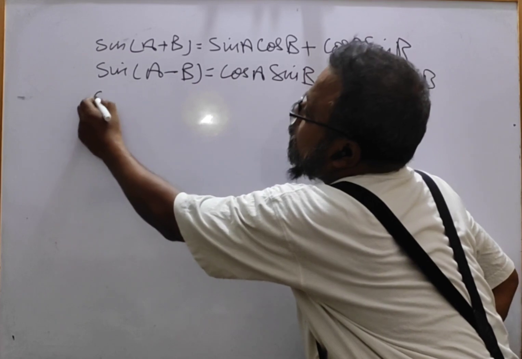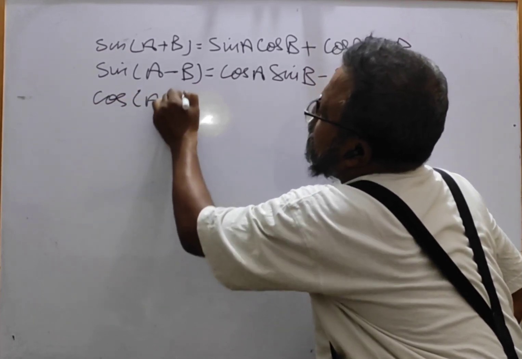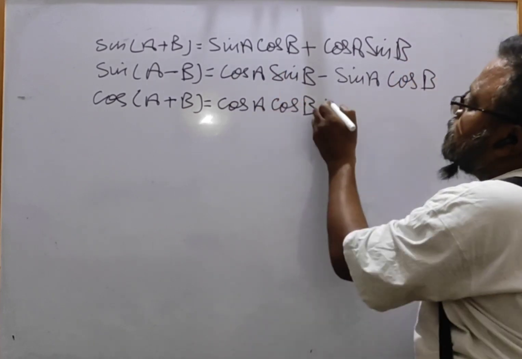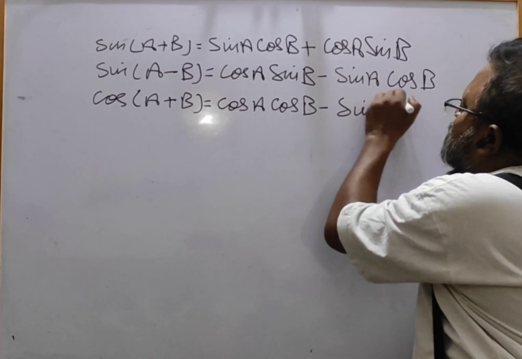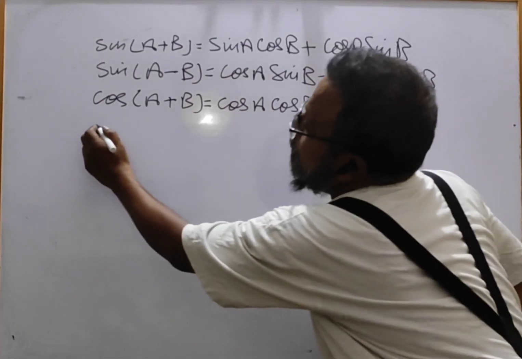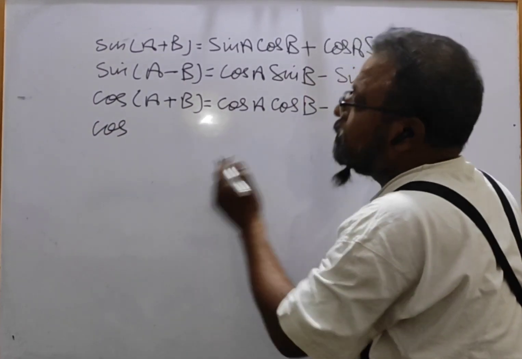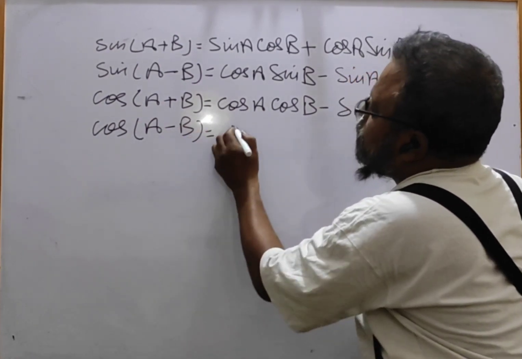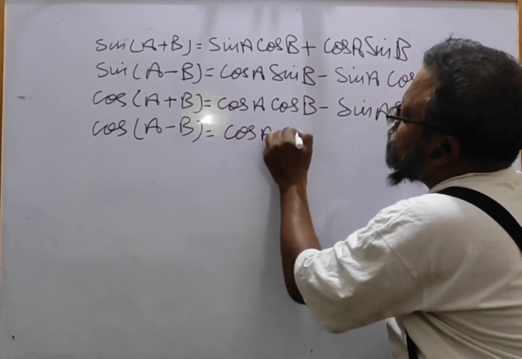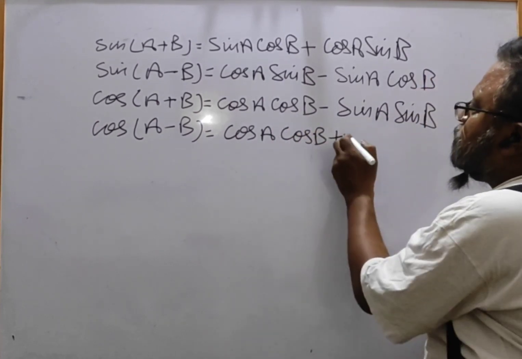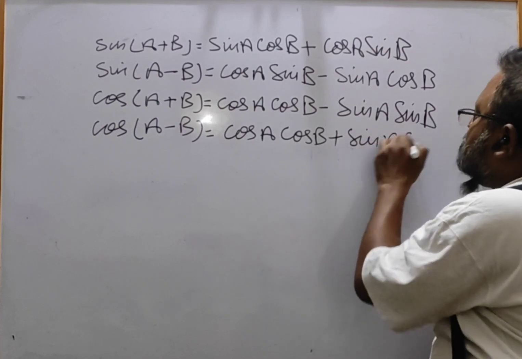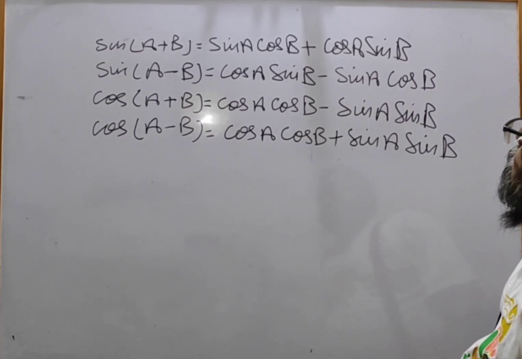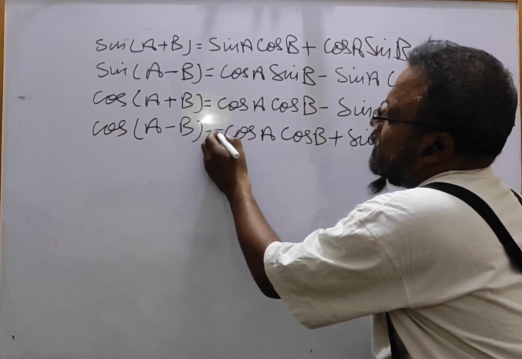And when you have cos A plus B, it is equal to cos A cos B minus sin A sin B. And you have cos A minus B is equal to cos A cos B plus sin A sin B. I hope this is minus, right?